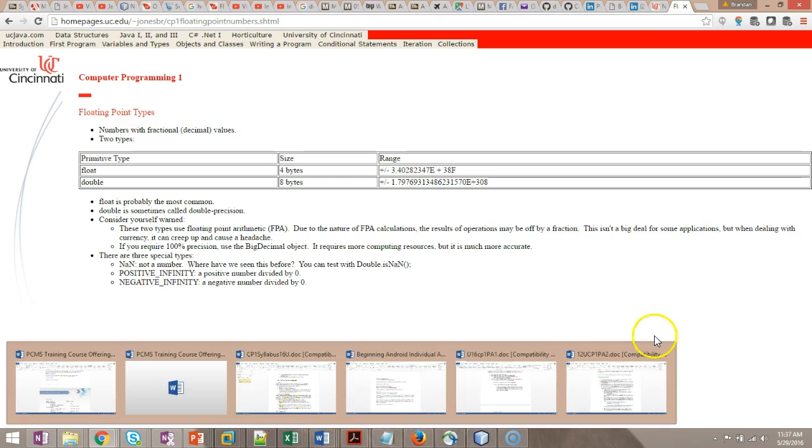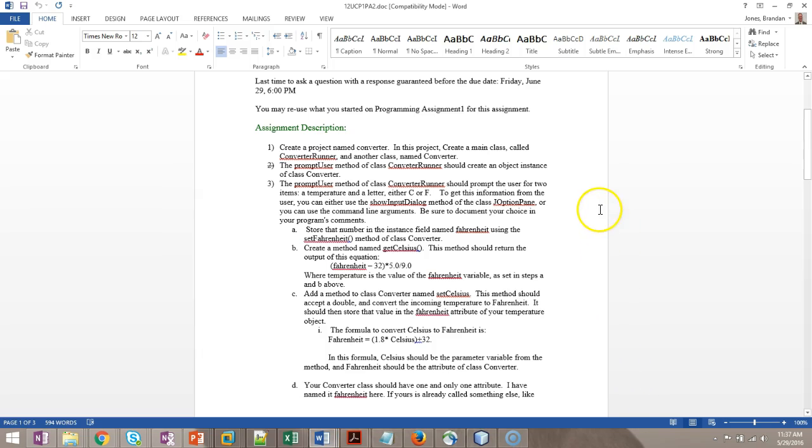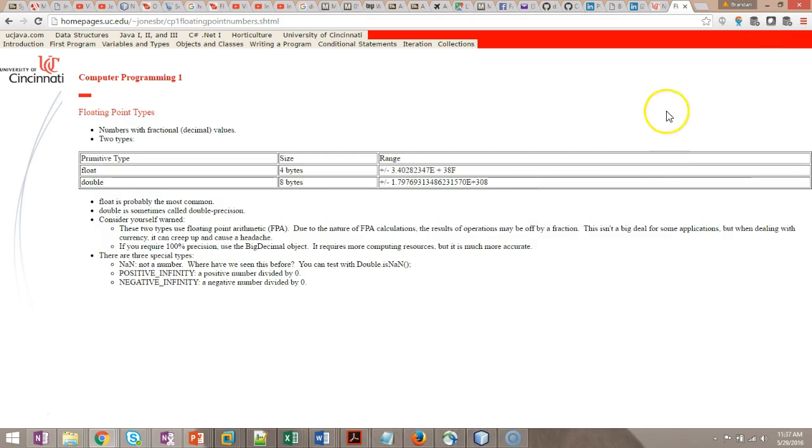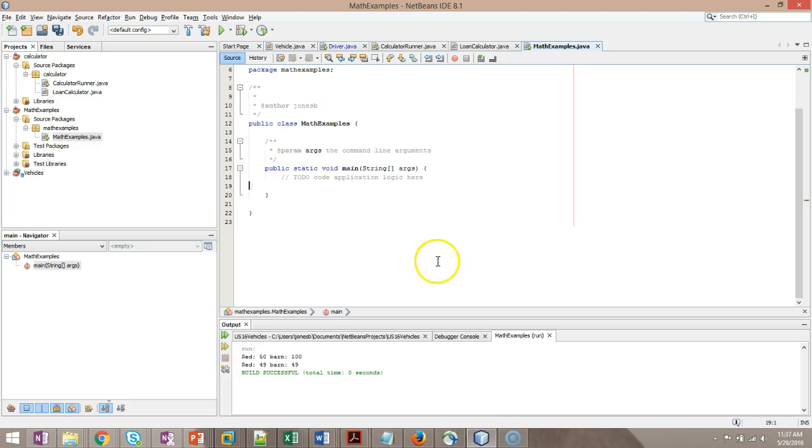This lecture is going to help us with our next programming assignment, which is programming assignment number 2, where we actually convert Celsius to Fahrenheit and Fahrenheit to Celsius. So you see that if we have a Fahrenheit value, Fahrenheit minus 32 times 5 divided by 9 will give us the Celsius equivalent. Let's take a look at how casting works in Java.